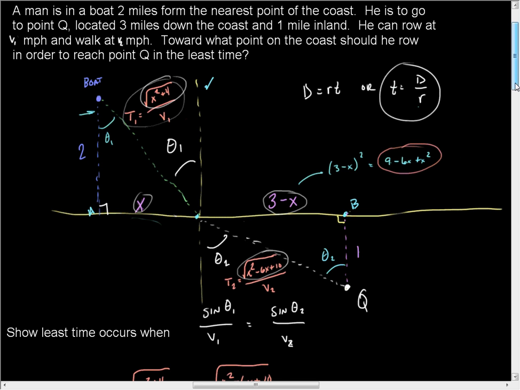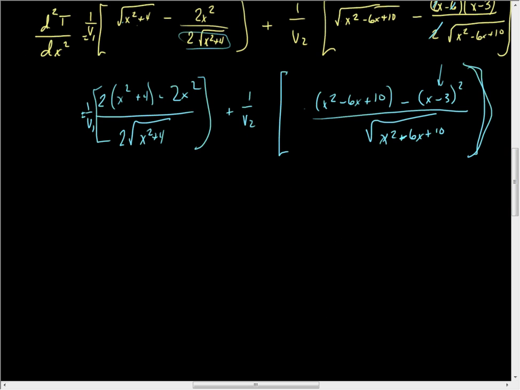And so this is going to equal 1 over v1. The 2's cancel. Let's see, so this is going to give us 4 over root x squared plus 4, plus 1 over v2. This is going to give us 1 over x squared minus 6x, goofball, minus 6x plus 10. There we are.